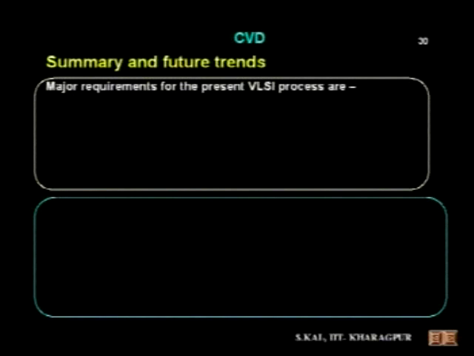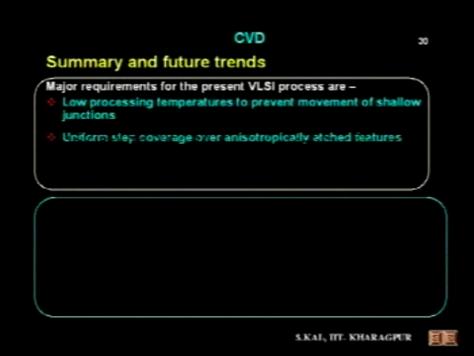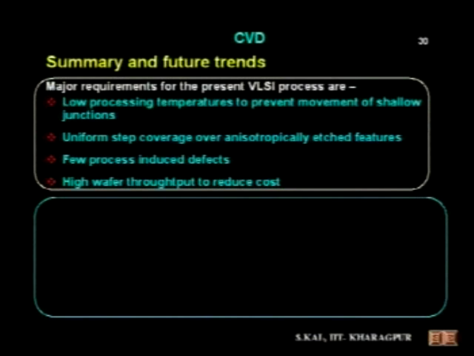Now, let me conclude this CVD chapter by saying that the major requirements for present VLSI processes are low processing temperatures to prevent movement of shallow junctions. That is the trend, low process temperatures, because all submicron devices use shallow junctions. Uniform step coverage of anisotropically etched features is another major requirement. Few process induced defects, defects should be as minimum as possible, and high wafer throughput to reduce cost, that means the whole process must be cost effective.